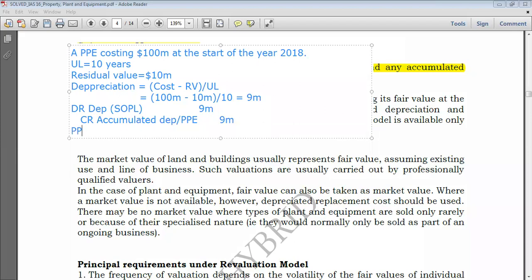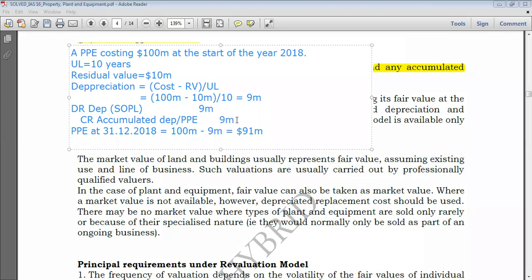So PPE at 31st December 2018 would be equal to 100 million minus 9 million, which would equal to 91 million. Equal to $91 million, just like this. So this is how we account for the cost model, right?